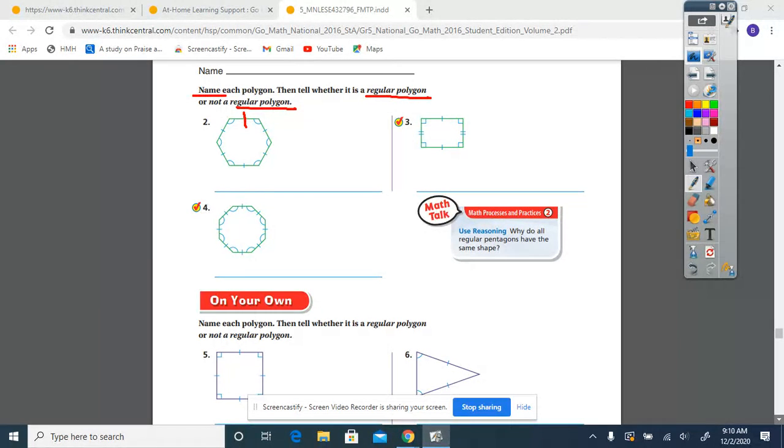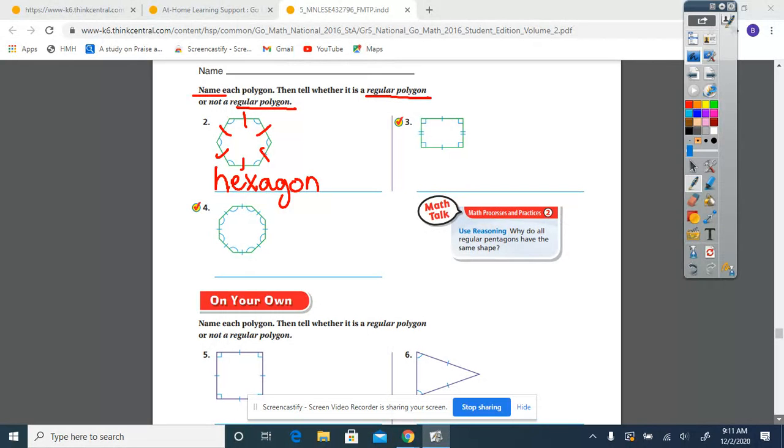Okay, so number 2, there is 1, 2, 3, 4, 5, 6 sides. There's 6 angles. There's 6 vertices. What is the name of the polygon that has 6 sides? Pause it. Take a minute to think about it. Hexagon is correct. Remember we said that hexagon has an X in it, and so does the word 6. So that's our trick for remembering that.